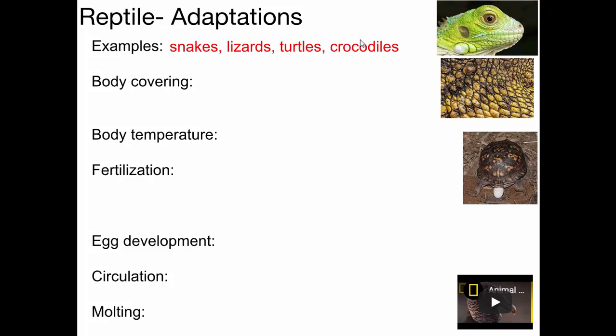And so a body covered in scales is one of those adaptations. Scales provide a waterproof covering. If you remember, amphibians had a thin skin. They could absorb oxygen through it, but they could also dehydrate relatively easily. Reptiles, on the other hand, have a waterproof coating so that they don't dry out very easily.